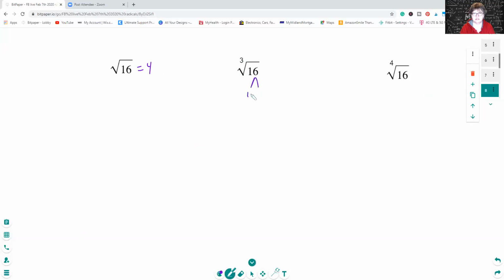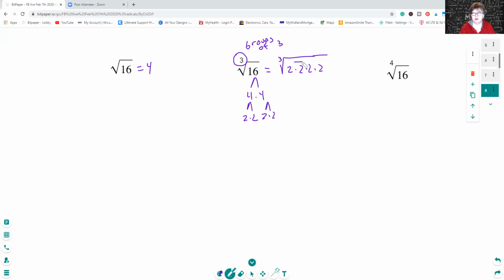So 16 is 4 times 4. That gives me 2 times 2 and 2 times 2. So I'm going to get under the cube root a 2, a 2, a 2, and a 2. Now, what's different is the index is a 3 now. So now I need groups of 3. All the other ones I did groups of 2 because they were square roots. So that little index is the only thing you have to pay attention to.